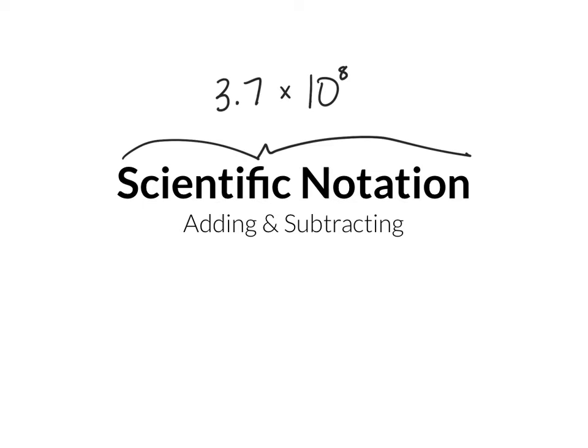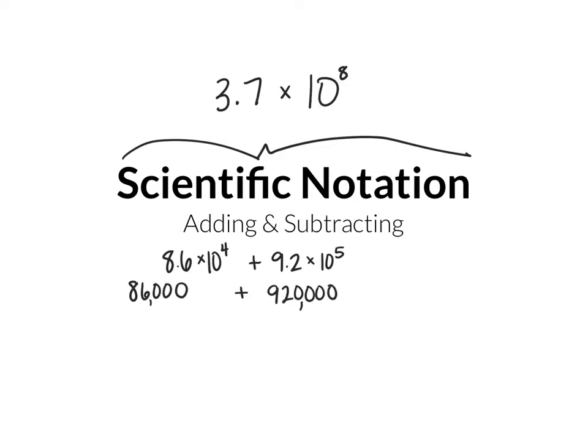When we talk about adding and subtracting with scientific notation, we're going to be combining and taking away very, very large and very, very small numbers. For example, 8 and 6/10 multiplied by 10 to the 4th, and 9 and 2/10 multiplied by 10 to the 5th. We always have the option to write out these numbers in standard form to add and subtract them. But today's lesson is going to be how to add and subtract a little more efficiently without having to convert the numbers to standard form.